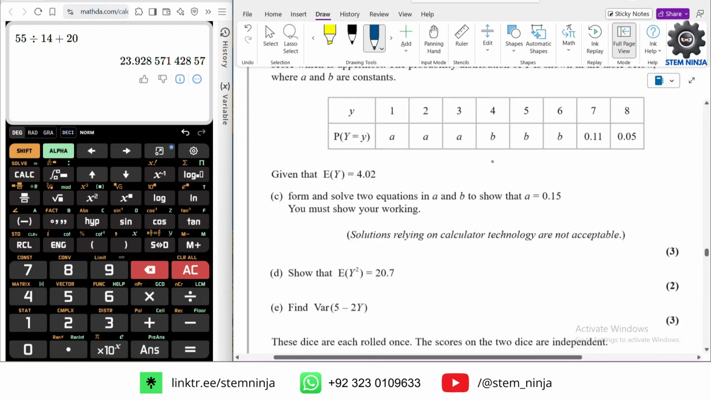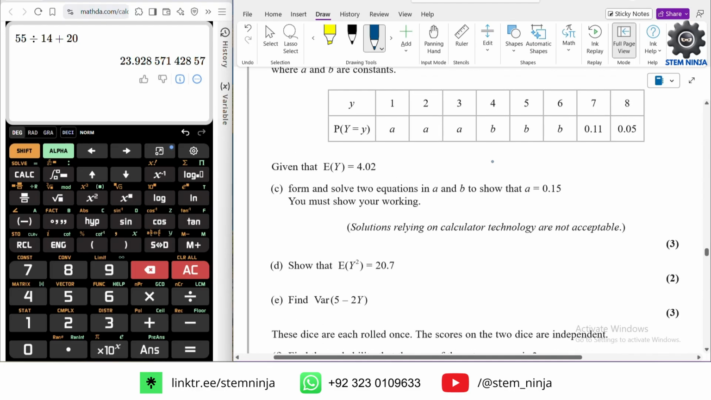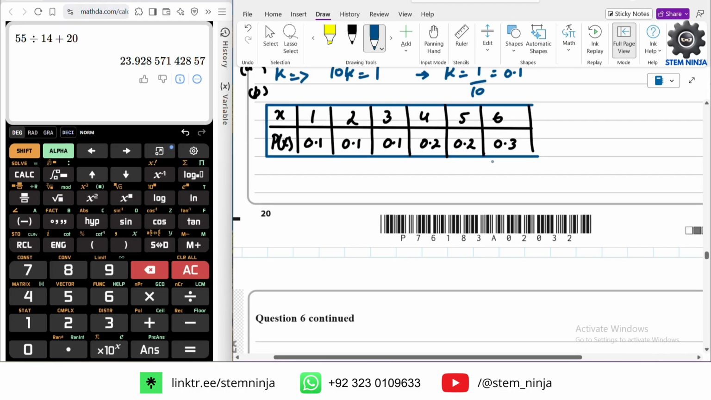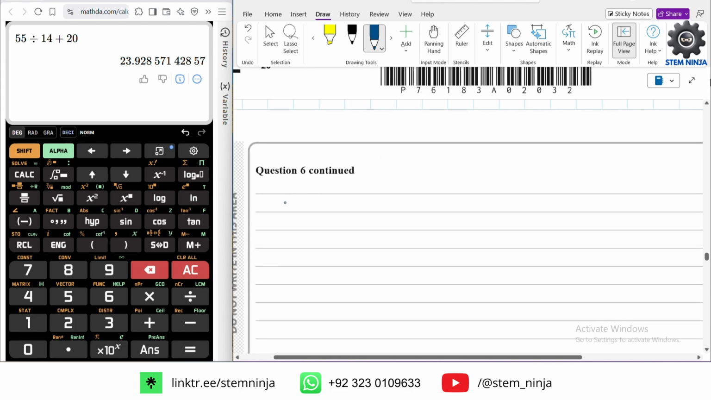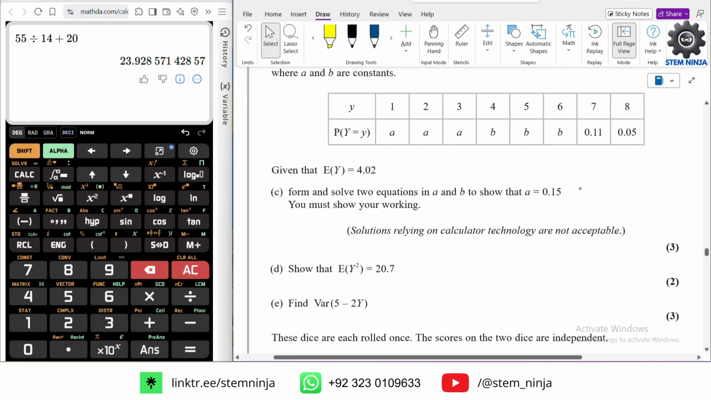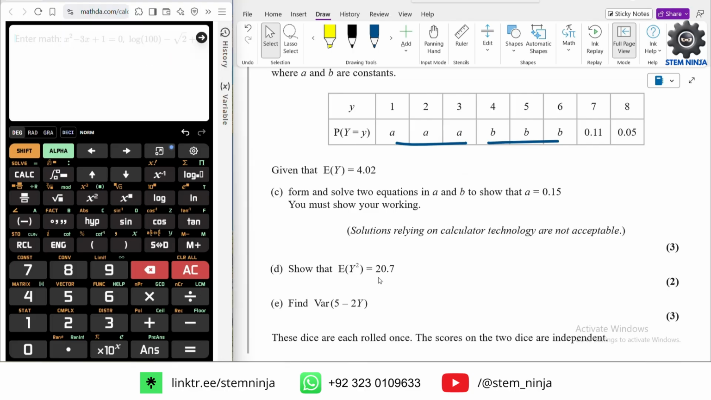Right, so okay. So one equation will come from the sum of all the probability of y equals to 1, and the other one will actually come from the expectation. So we have, going back, 3a plus 3b and 0.11, 0.05.